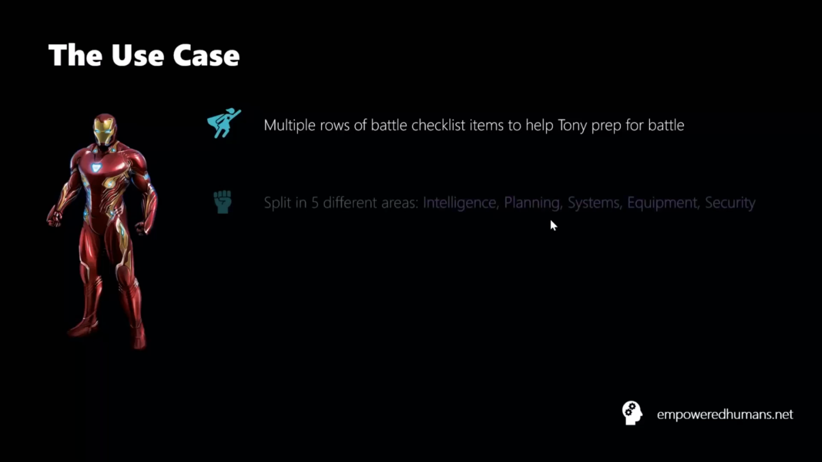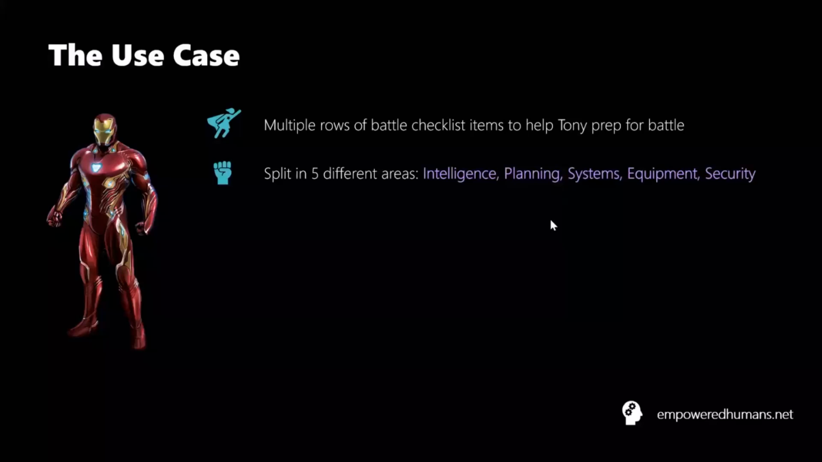We have intelligence prep, planning for battle, making sure the systems are in order, that their equipment is ready, and of course, the security is there. Now, this is going to be our process as part of a wider business process flow that they are using in their amazing solution called Avengers 365.